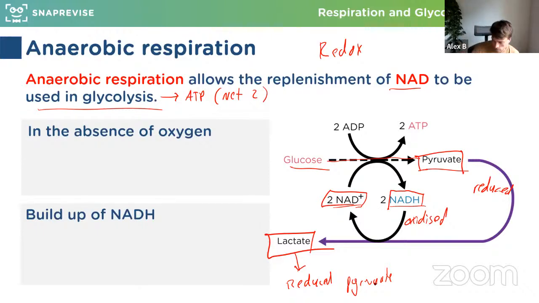So reduction is just the gain of hydrogens and electrons. So at the moment, the NAD is carrying hydrogens and electrons, and it's just going to give those hydrogens and electrons to pyruvate, which then turns into lactate. So pyruvate is just reduced lactate. Sorry, other way around. Lactate is just reduced pyruvate.